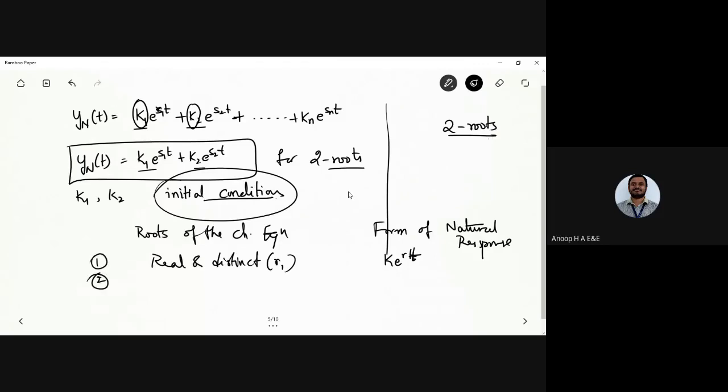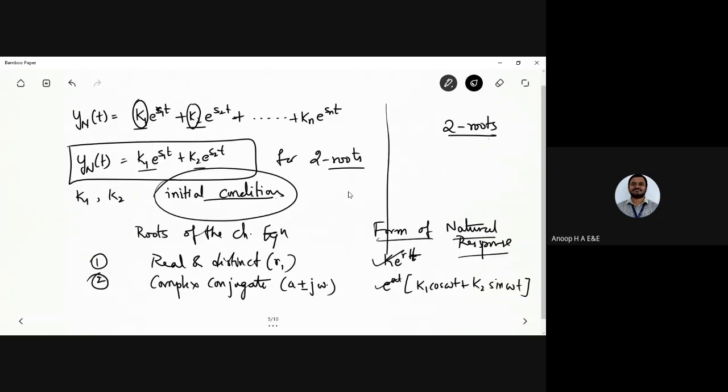Second one, now I'll be having a complex conjugate, that is, roots that are complex in nature, with conjugate terms being present. If it takes the form a plus or minus j omega, what I can write is e power at, k1 cos omega t plus k2 sin omega t. Very important concept here. This should be the form of the natural response once you have the complex conjugate, that is e power at, k1 cos omega t plus k2 sin omega t.